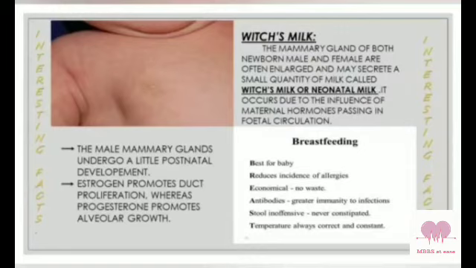A child has to be breastfed for a maximum of 15 to 16 months. The importance of breastfeeding is mentioned in that picture.